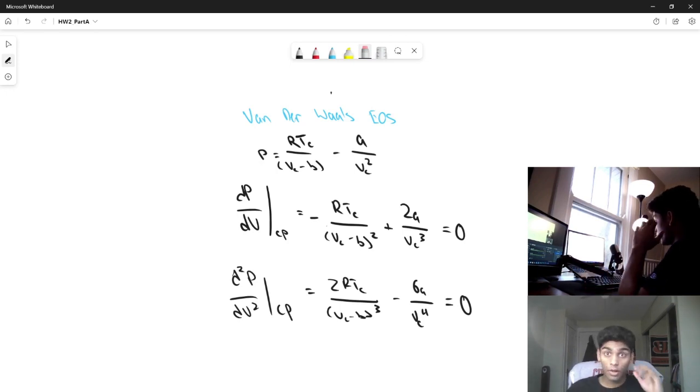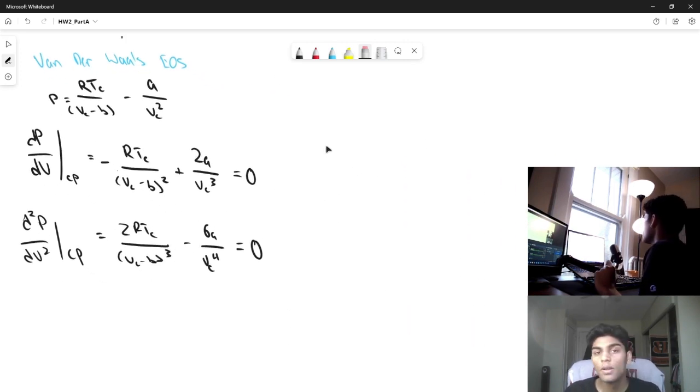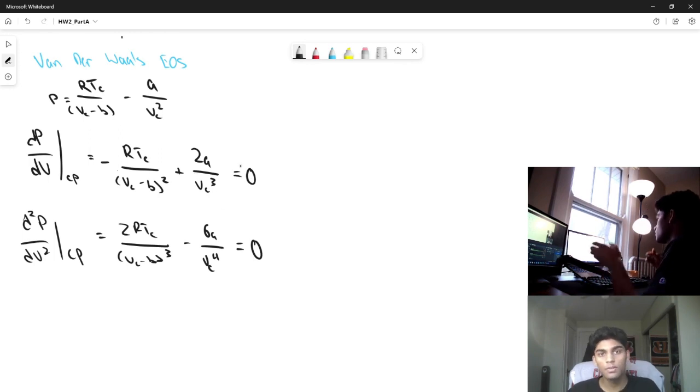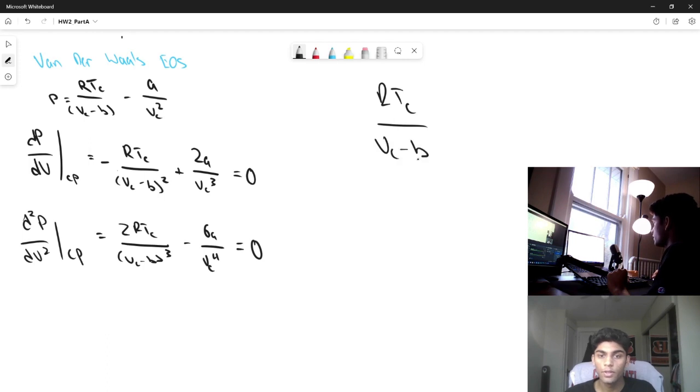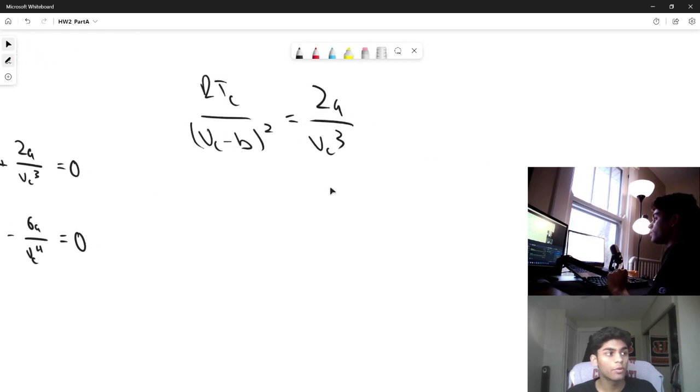So now that we've derived our first and second derivatives, let's go ahead and try to solve for our coefficients. First thing we want to do, I'm just going to rewrite these equations so that there is one part on both sides. This side is equal to 0, so we can bring the left side over. And so we are left with RTc over Vc minus B squared is equal to 2A over Vc cubed.